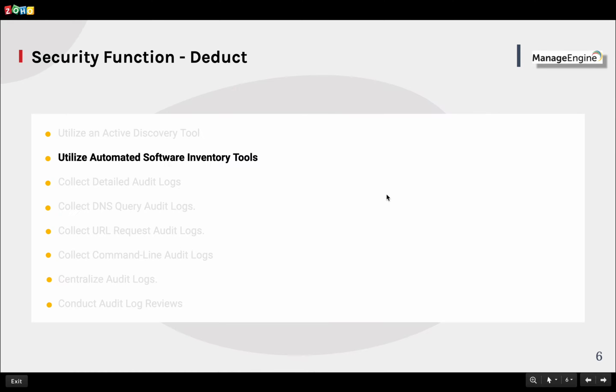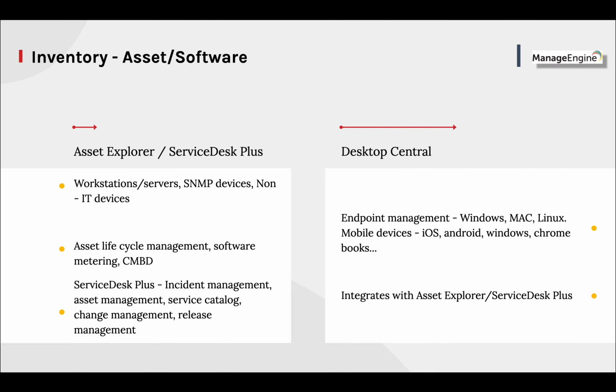And the next control, utilize automated software inventory tools. In our last webinar, we discussed the same set of software: Asset Explorer, Service Desk Plus, and Desktop Central. Asset Explorer can help you identify and manage assets in your network. It can scan your infrastructure and bring in complete inventory data.